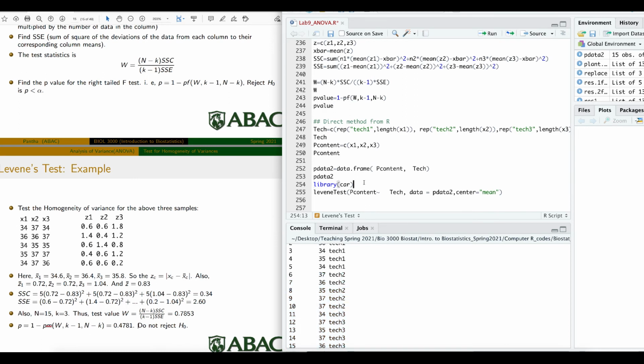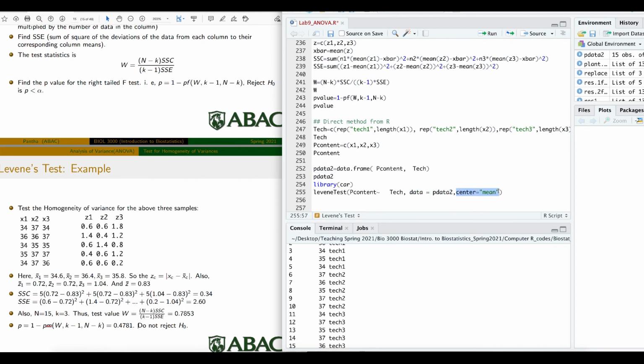Okay. Now to do the Levene test, you need to call the library. Okay, and then do leveneTest, p content, that is the p content, and tech. I just named it tech, and the data is p data 2. That is the name of the p data 2, right? And center is mean again.